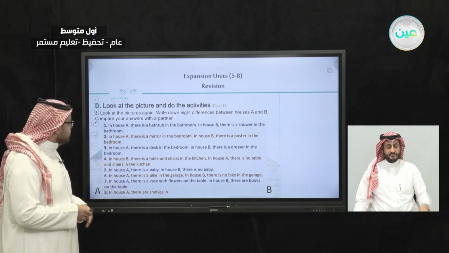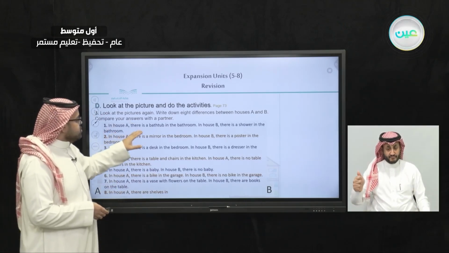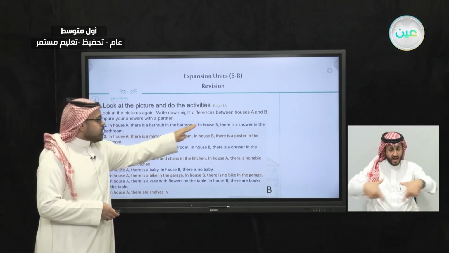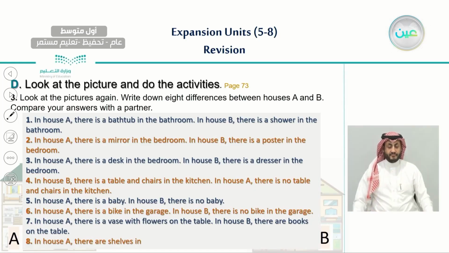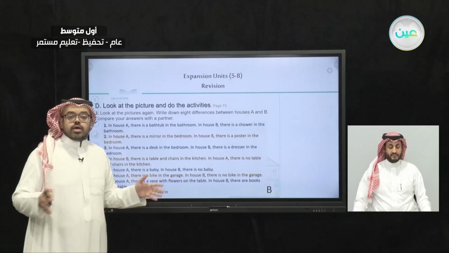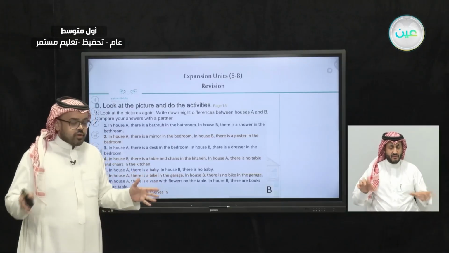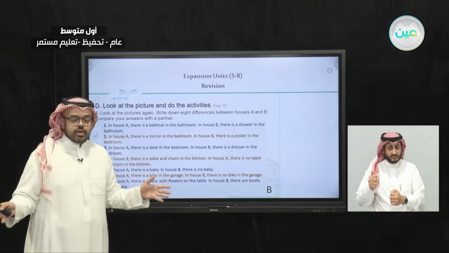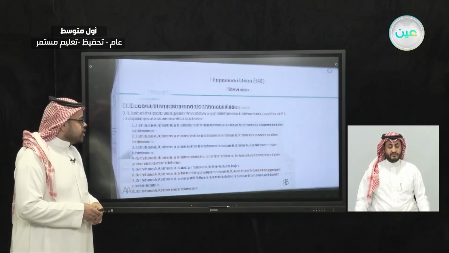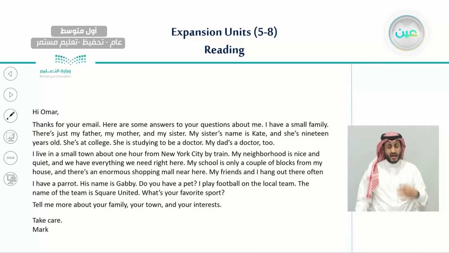Here we have an example. In house A, there is a bathtub in the bathroom, but in house B, there is a shower in the bathroom. So here is an example that we did last time about how we can find differences between house A and house B. Today, we have a very interesting exercise.